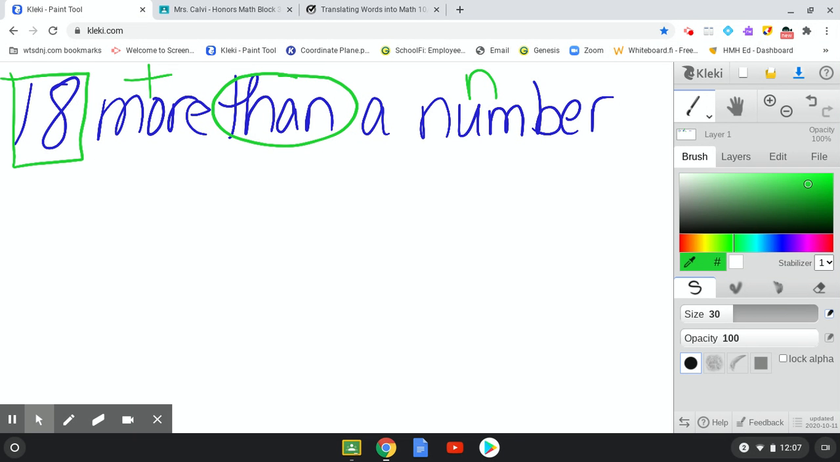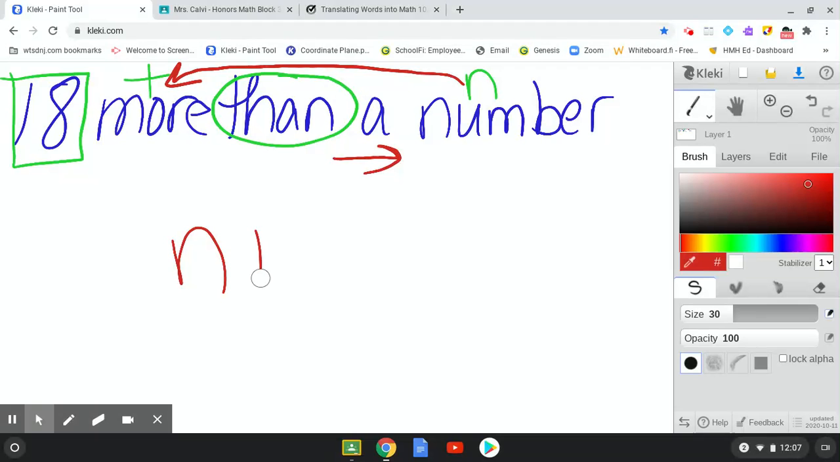So I went through and identified everything first. Remember, if I have the word than, I am going to start after it. I'm going to look to see what is important after the word than. The first thing I see that's important is my variable n. I'm then going to go back to my operational symbol. I'm going to put a plus sign, and then what else is important? I only have 18 left. So 18 more than a number, n plus 18 is how I would write the algebraic expression.